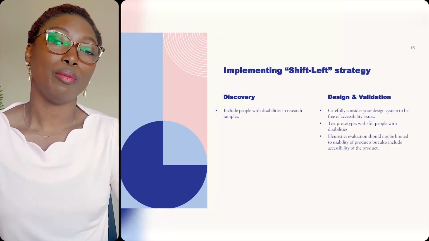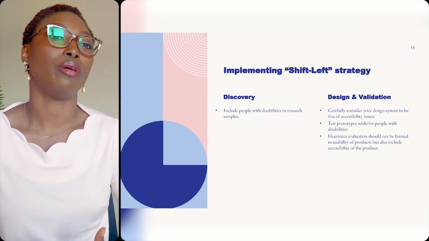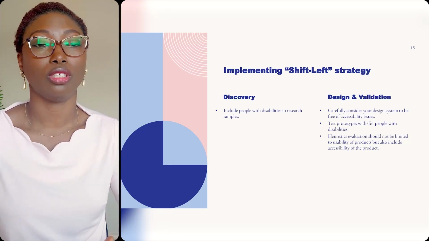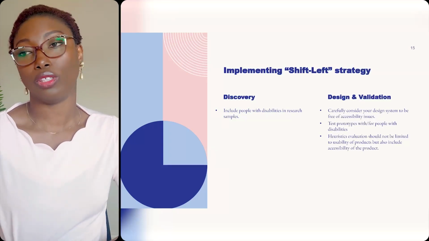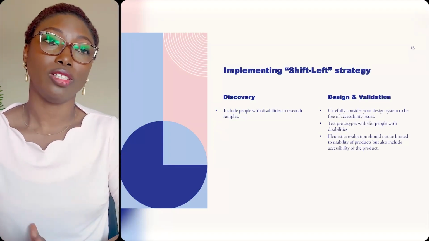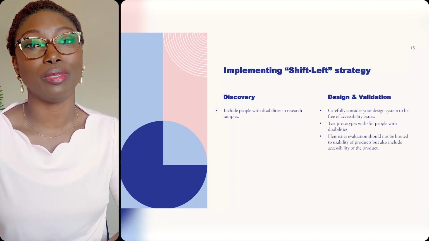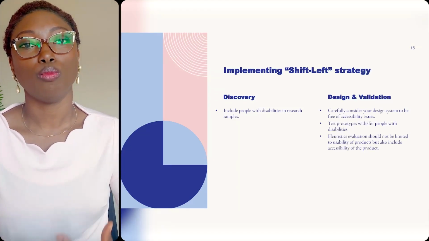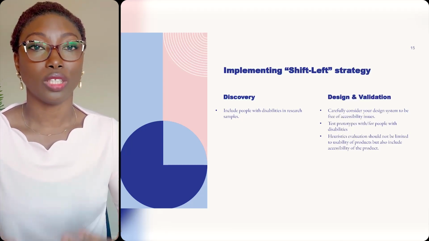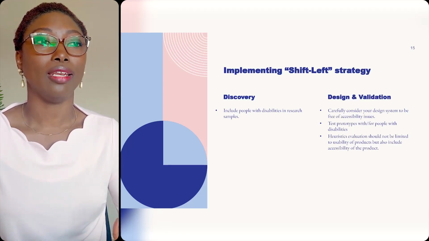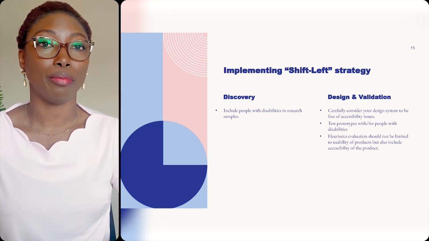So how do we implement the shift left strategy in the early phase of our product lifecycle, which I mentioned earlier as the discovery phase and the design and validation phase? At the discovery phase, one key thing that we must ensure to do is that we include people with disability in our research. We should include them in our research sample to make sure that we account for their needs, their motivations, and their limitations and pain points as well when we are building our product.